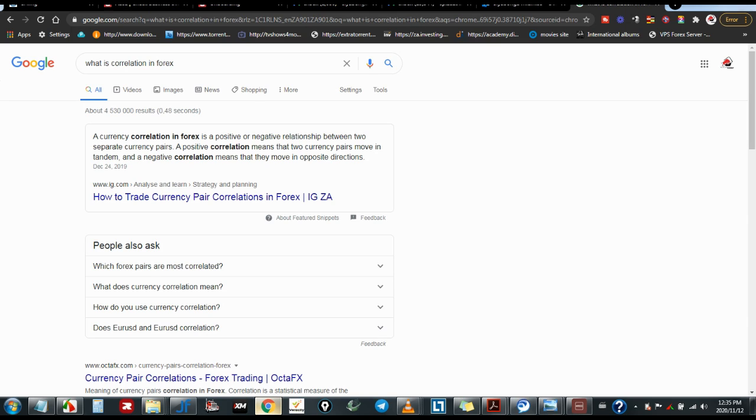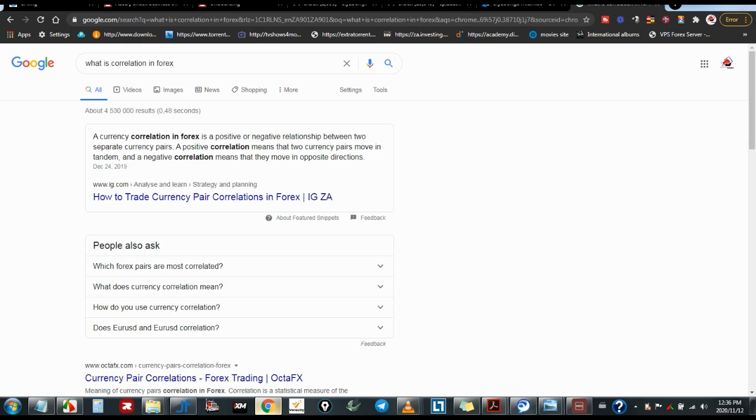There are two types of correlation: positive correlation and negative correlation. Positive correlation means that two pairs move in the same direction, or in the same manner, or have the same characteristics. Negative correlation means that those two pairs, remember, two pairs, move in the opposite direction. An example of positively correlated pairs will be USDCHF and USDCAD.